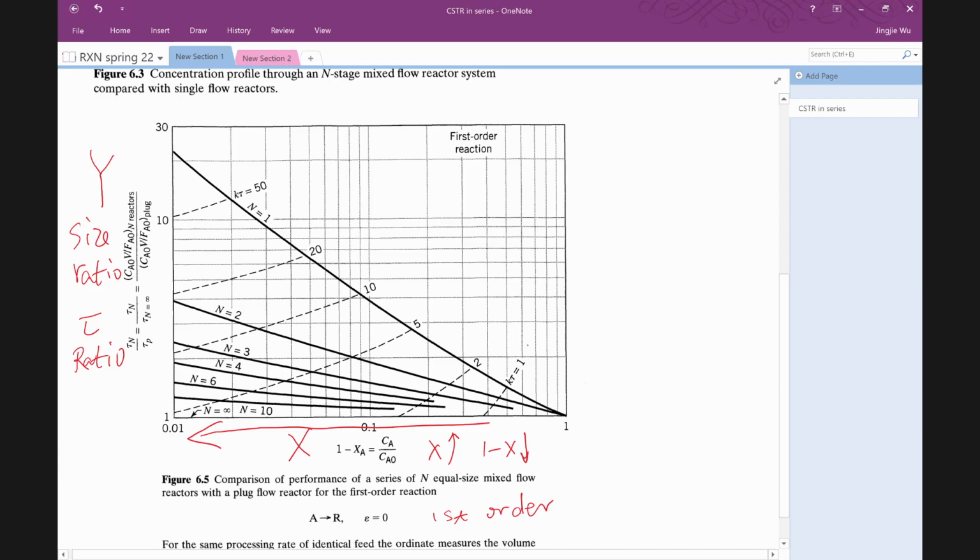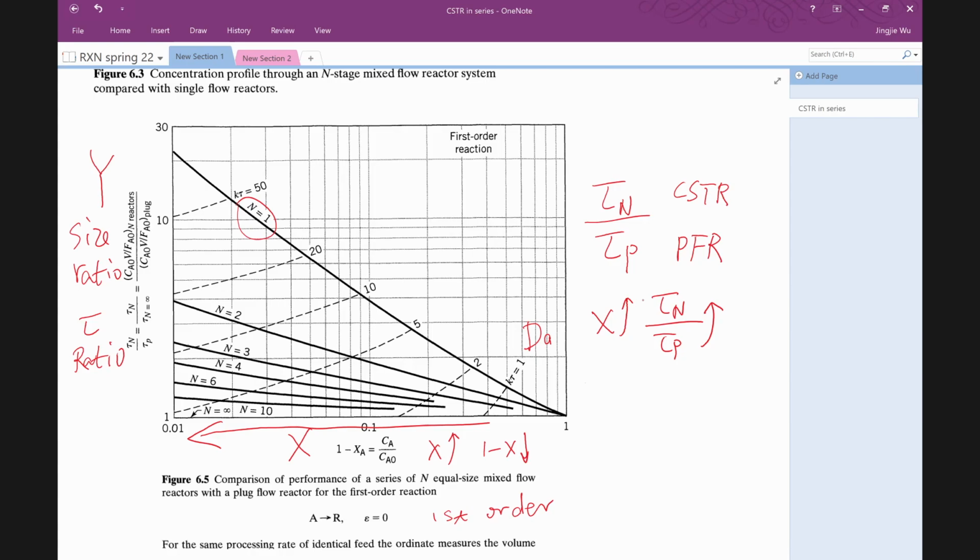This is actually tau k. This is what we call the Damköhler parameter, right? N equal to one is the solid line. With the conversion increasing, this is tau N, this is CSTR, and this is PFR. You can see the ratio increases. That means as the conversion increases, you need more CSTR reactor volume to achieve the same conversion.